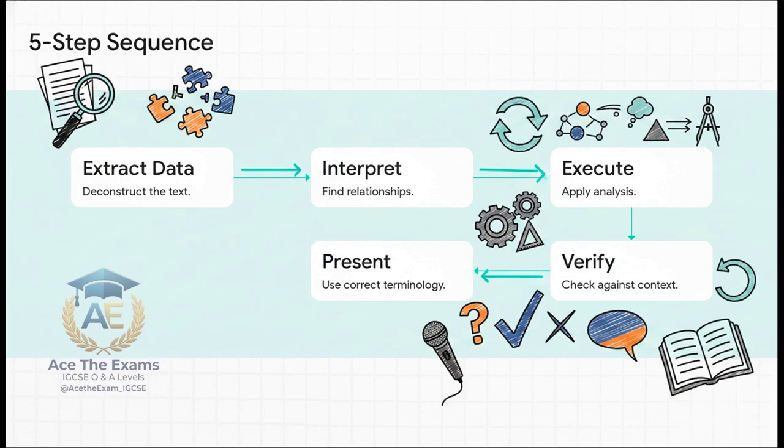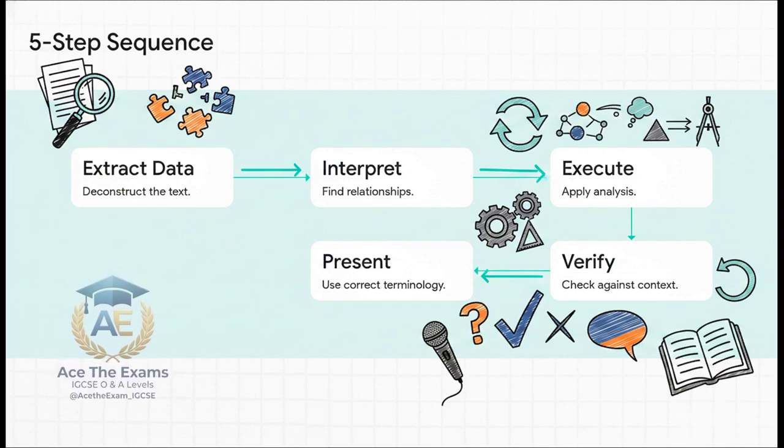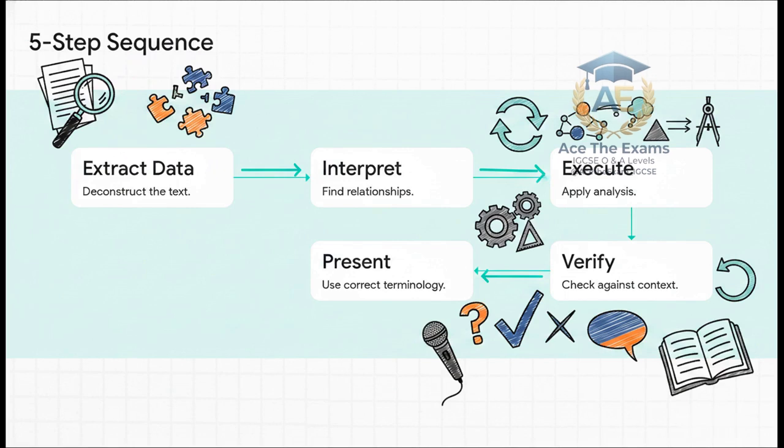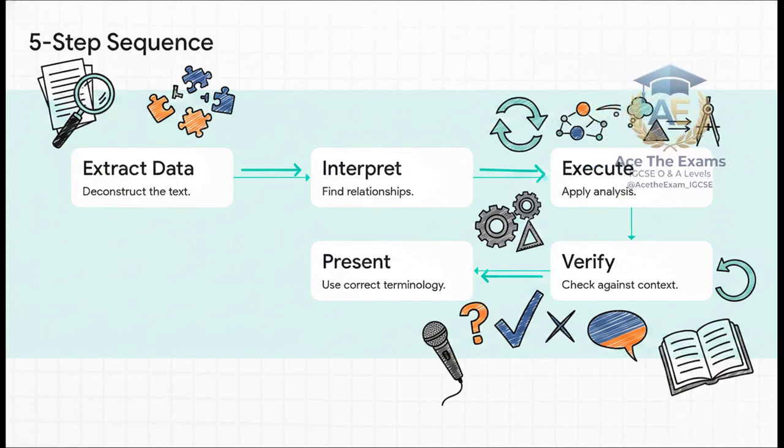Step 2. Interpret the relationships. Ask yourself, how does the author's overall hypothesis shift based on those specific opinions? Step 3. Execute your analysis using the correct command word framework. Step 4. And this is where most people drop the ball. Verify your results. Cross-reference your argument against the specific context of the prompt to make sure you haven't drifted off topic. And finally, Step 5. Present your findings using precise, academic Afrikaans terminology.